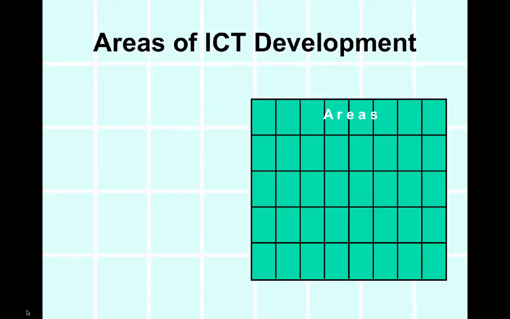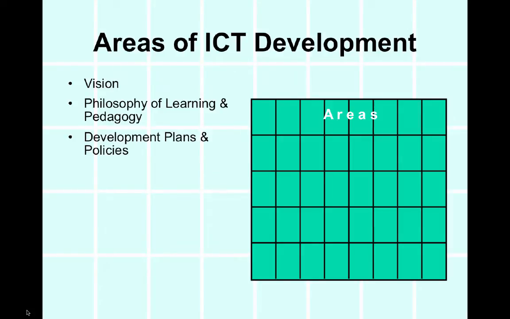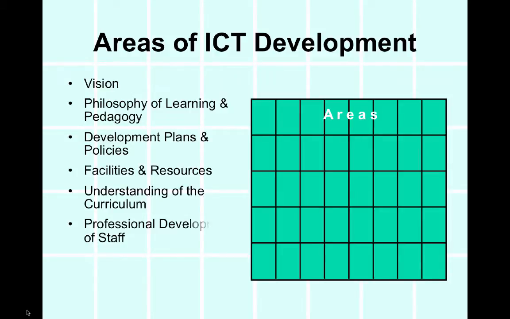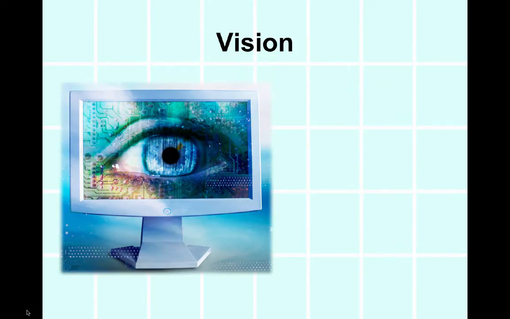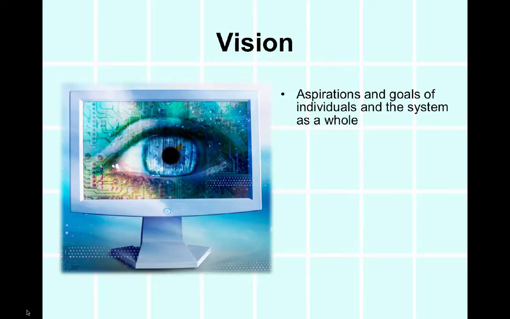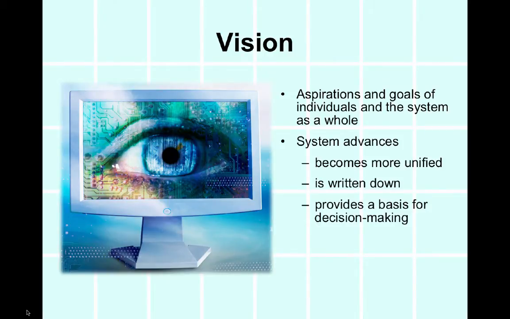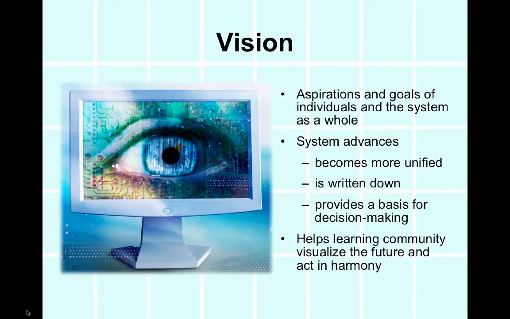There are 8 areas of ICT development: vision, philosophy of learning and pedagogy, development plans and policies, facilities and resources, understanding of the curriculum, professional development of staff, community involvement, and assessment. First of all, vision. These are the aspirations and goals of individuals and the system as a whole. As the system advances, it becomes more unified, is written down, and provides a basis for decision-making. It helps the learning community to visualize the future and act in harmony.